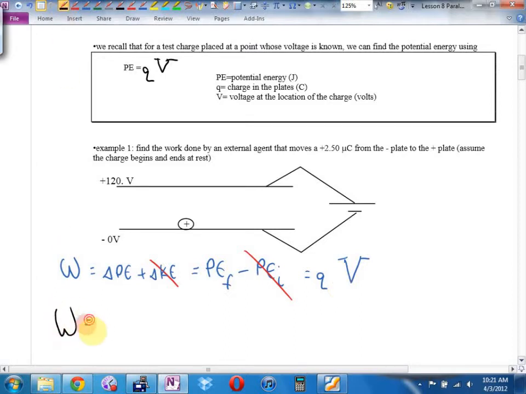All right. Q, 2.5 times 10 to the negative 6, the microcoulombs. V, 120 volts. How much energy will this charge gain? How much work will this mysterious external agent have to do?